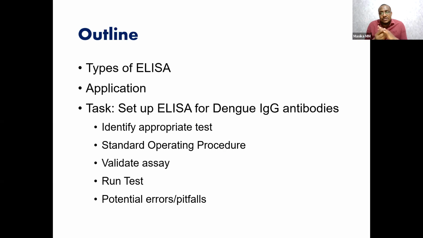And for this, we will go through the processes of identifying the correct tests, because there are many ELISAs. How do you know which one to choose? Right now, if you go into a shop to buy a dengue ELISA kit, how do you know which one to pick? How do you come up with a standard operating procedure? Because for every assay in the lab, you need an SOP to make sure everybody does the same thing and the right thing always. Also, how do you validate that assay? That assay that you've selected, how do you confirm that it's going to give you valid results? And how do you run the test? What are the potential errors or pitfalls that you're likely to come across?